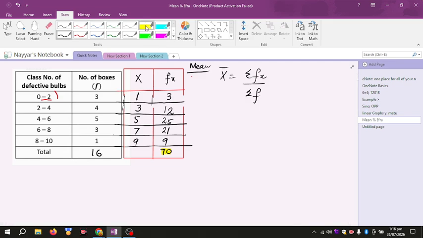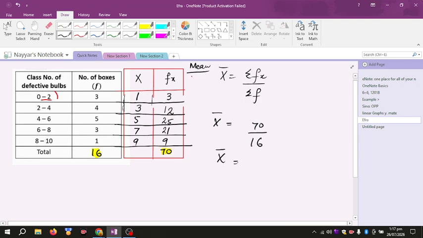So we have found both the values which are given in the formula, the sum of f of x and the sum of f, the frequency. So now we'll just simply divide. Sum of f of x is 70 and sum of f is 16. So divide it and tell me what your mean will be. 70 divided by 16 is 4.375.